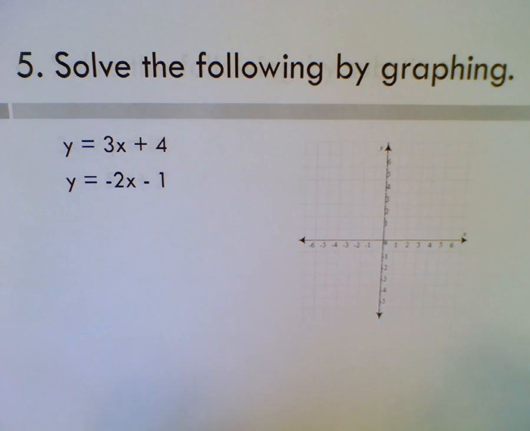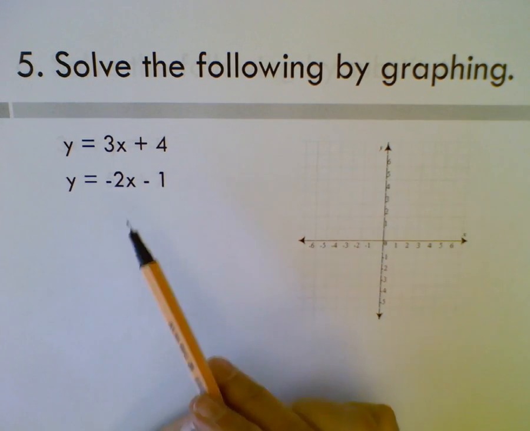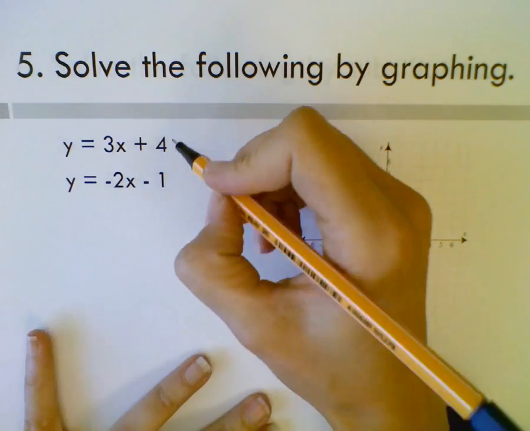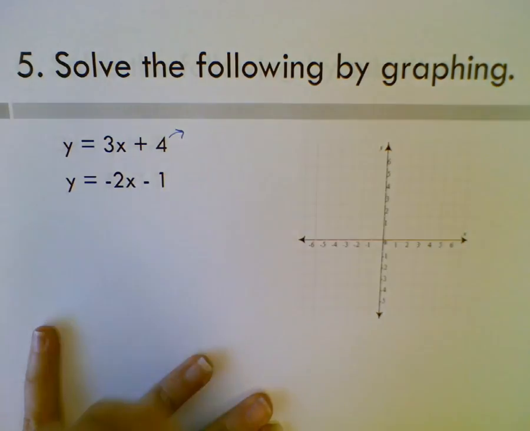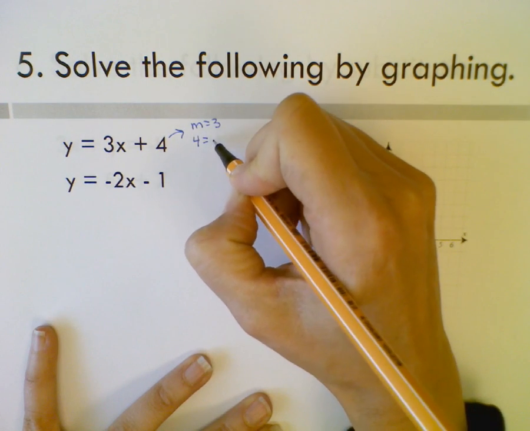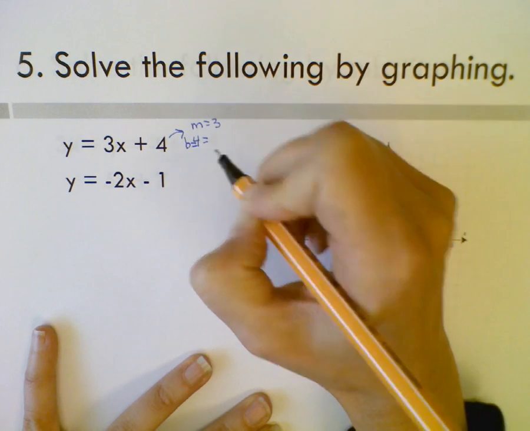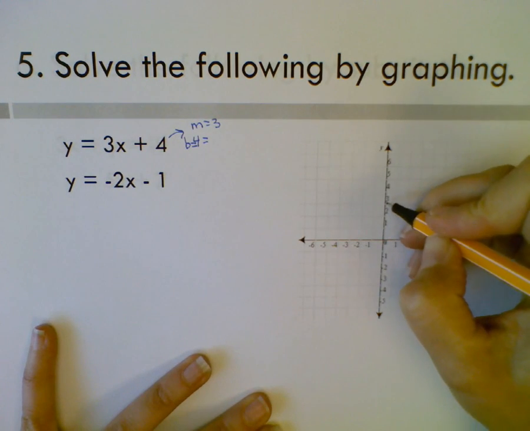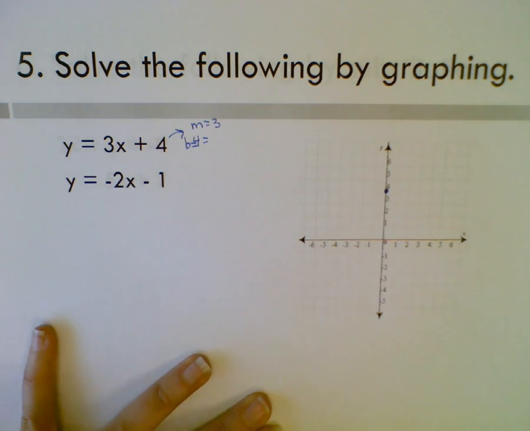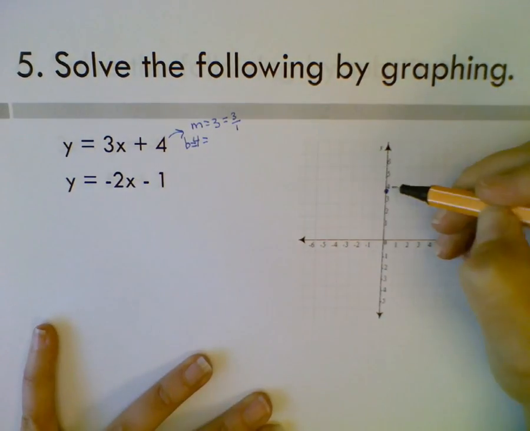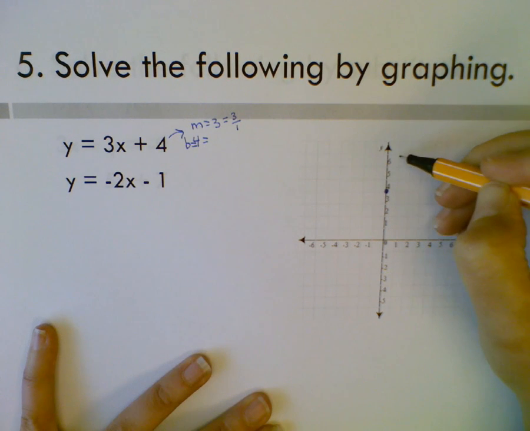All right, let's get into actually solving here. Solve the following by graphing. So here I have a system of equations, and these are nice because they're already in slope-intercept form. When I look at my first equation, I see I have a slope of 3 and an intercept, oh, I did that backwards, an intercept of 4. Okay, so I'm going to go 1, 2, 3, 4 and plot my y-intercept. Remember, 3 means 3 over 1, up 3, over 1.